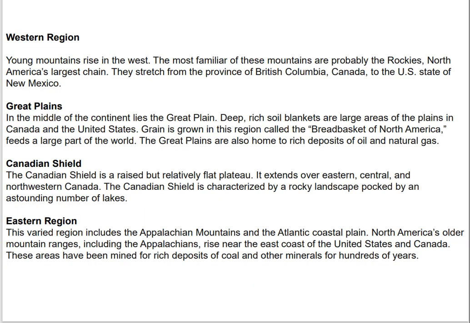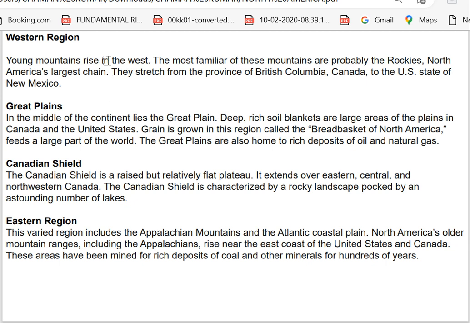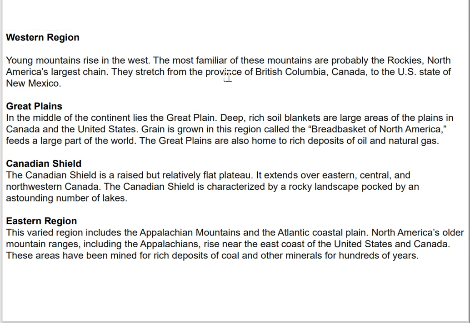Okay, so let's see the western region. What is the western region? Young mountains rise in the west. In the North American continent, you will see in the physical map that young mountains rise in the west. The most familiar of these mountains are probably the Rockies, North America's largest. They stretch from the province of British Columbia, Canada, to the U.S. state of New Mexico.